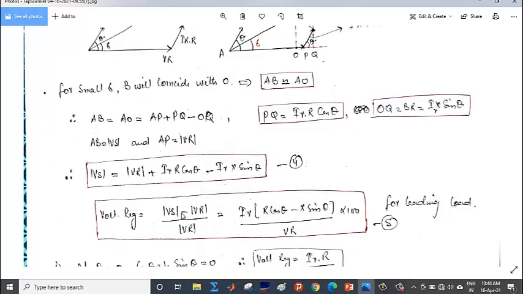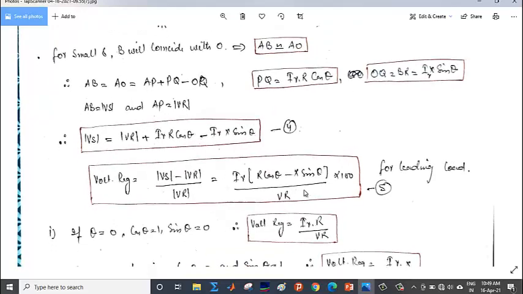So from here, the voltage regulation, Vs minus VR divided by VR. Vs minus VR will be only this term, IR into R cos of theta minus X sine of theta, divided by VR into 100 for leading load. The only difference from the earlier one, that is from lagging load to leading load, is here. We have a minus here, and in the previous case it was plus.